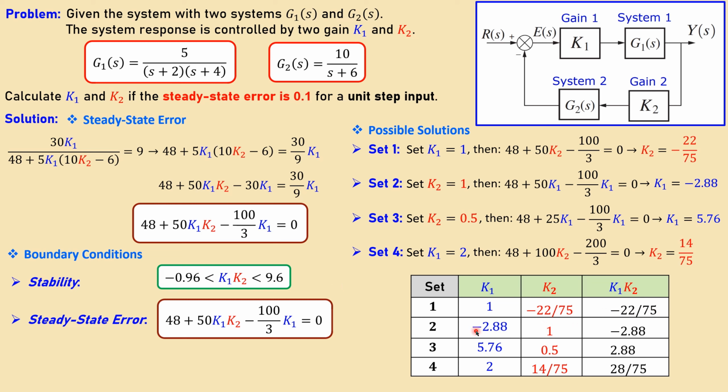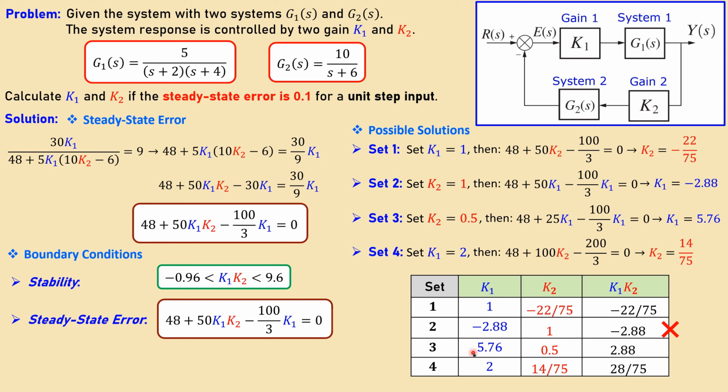Now for set 2, I have minus 2.88 times 1, which is minus 2.88, which is smaller than this value, and I don't satisfy this. So this is definitely not the situation. So this is not a valid set, let's say. It does satisfy the steady state equation, but not the stability. So stability is mandatory, so we cannot use this. We will see later in the simulations that this is indeed not a valid solution.